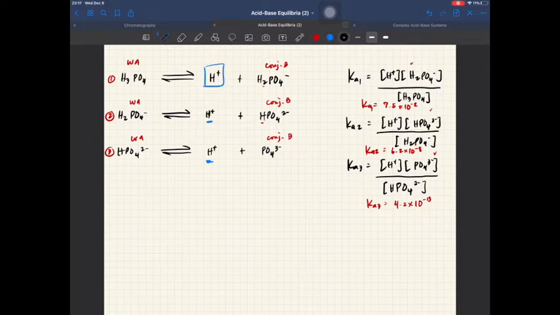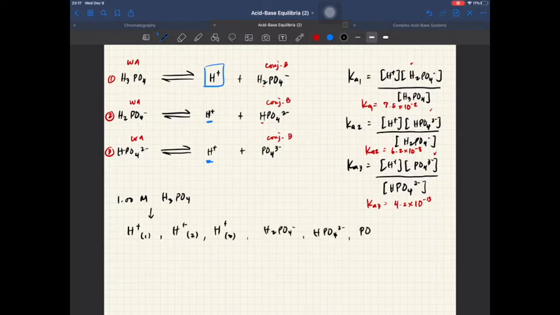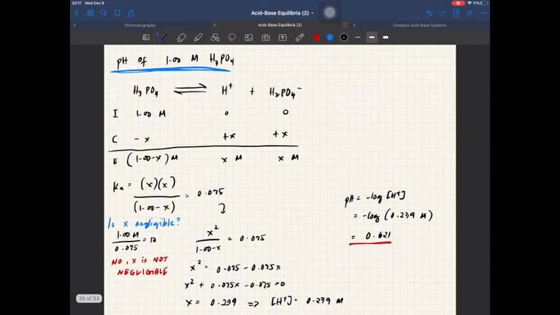So suppose we have a 1 molar phosphoric acid. It can ionize to hydrogen ion at the first ionization. We have hydrogen ion at the second ionization and hydrogen ion at the third ionization, and the other species, hydrogen phosphate and phosphate ions. Only the first ionization is considered to be significant in the calculation of the pH. So that's why we only need to calculate the hydrogen ion in the first ionization if we are given a concentration of a polyprotic acid.